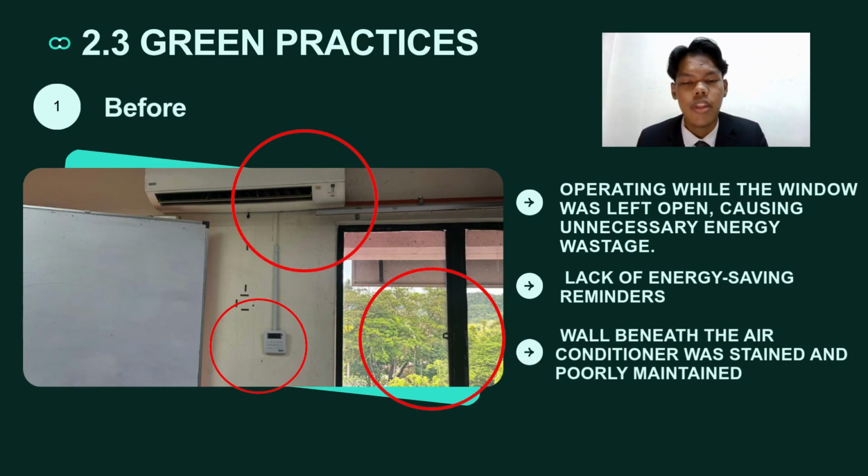Moving on, before the improvement, the air conditioner in some rooms in the administration zone was operating while the window was left open, causing energy wastage. The wall beneath the units was also stained, and exposed wiring created an untidy appearance that did not reflect EKSA working standards.